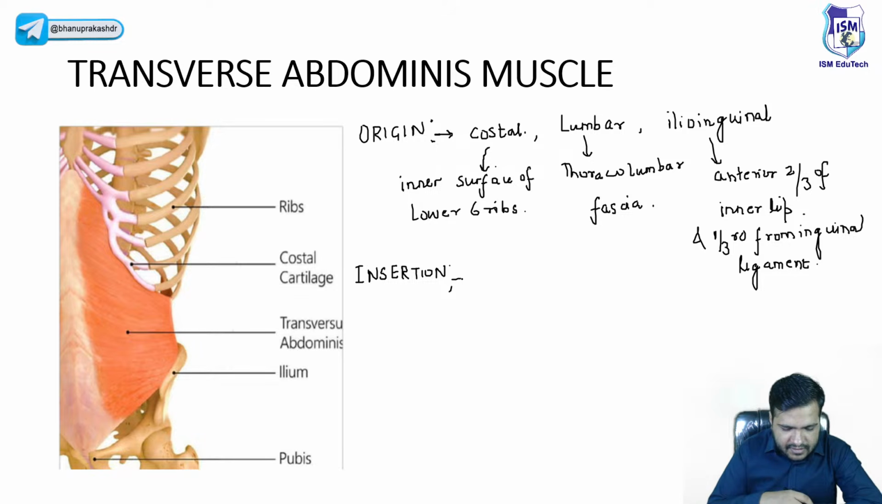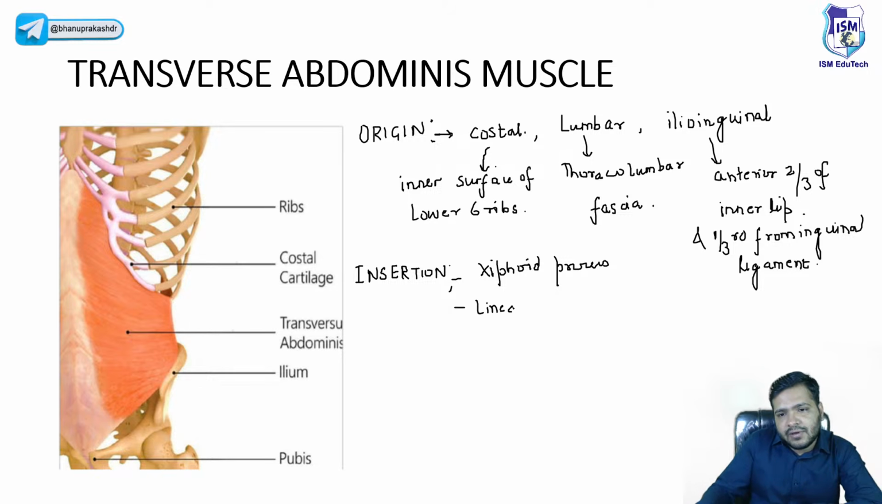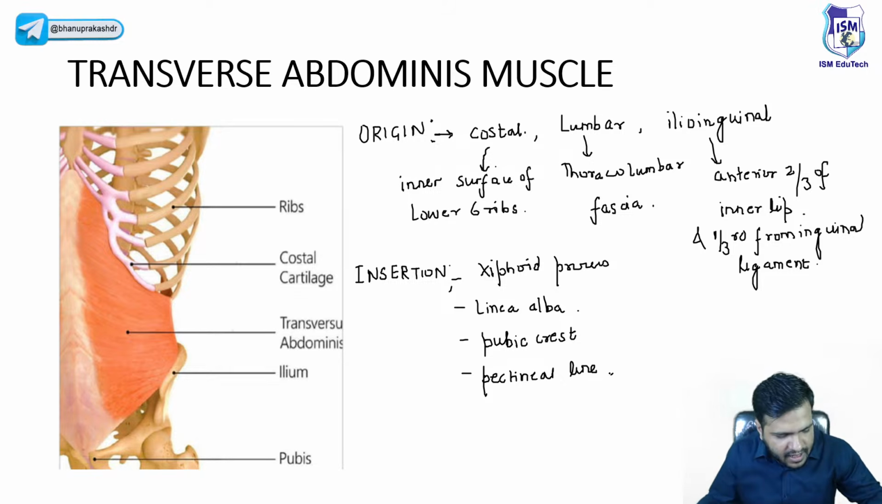Yes, insertion, guys. It is actually inserting into the xiphoid process in the form of aponeurosis, the xiphoid process and linea alba. Now, everyone tell me in the chat box what is linea alba, guys. Where is the linea alba present? We have the pubic crest and the pectineal line. So the insertion is like this.